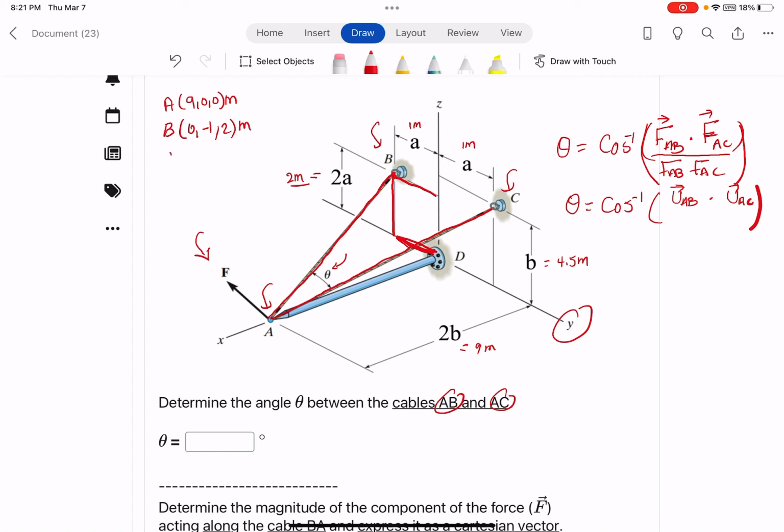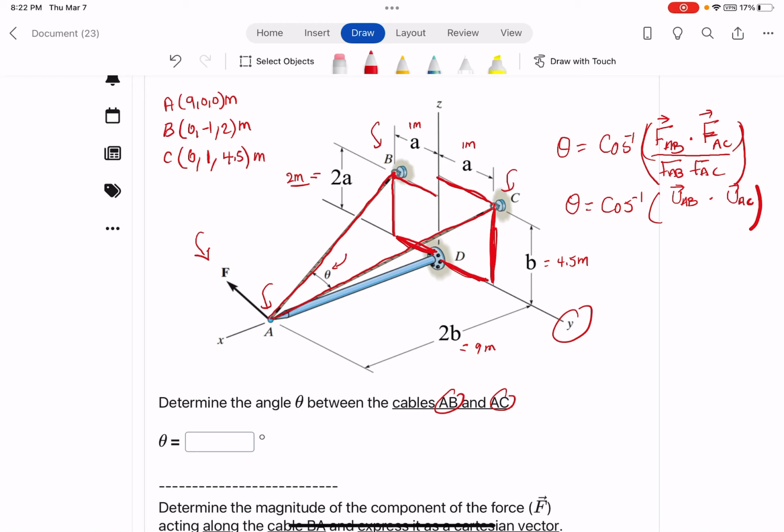That's A and B. How about C? Now you can see the point C is in the yz plane, which means that there is nothing in the x. So 0. The y, you could look at it from this side, it's 1 meter, a positive y. And you could look at the z from this side, and that is 4.5 meter. So once we find the coordinates, everything will be in good shape. We could just find out the rest of the problem from the unit vector right away.